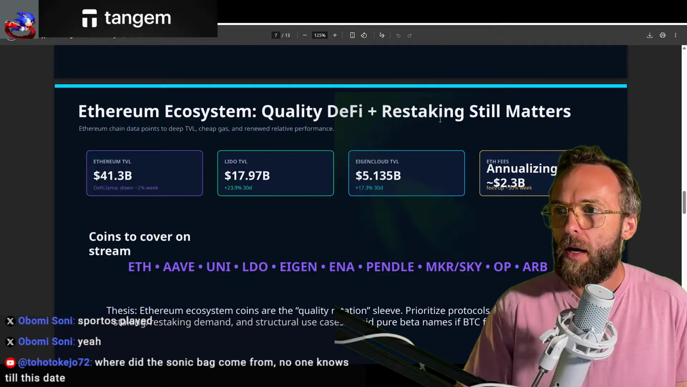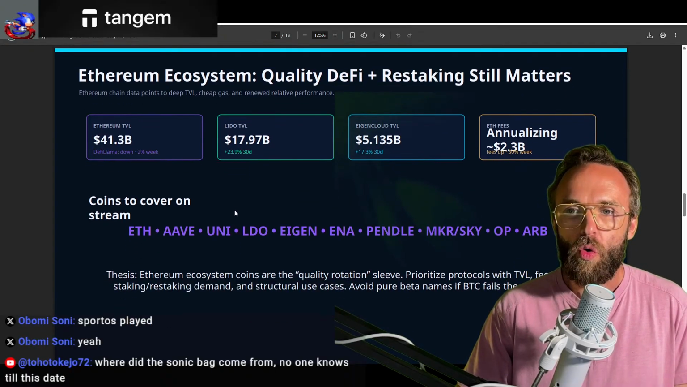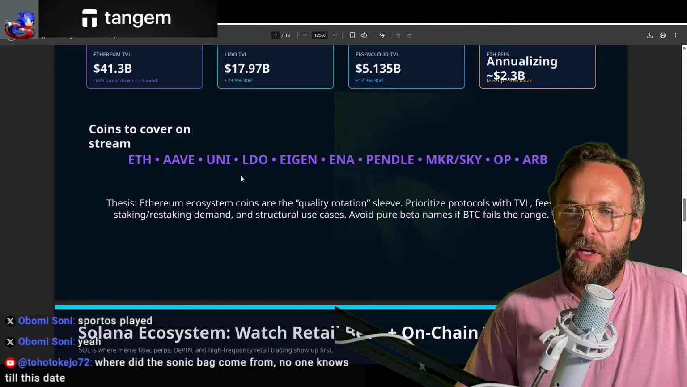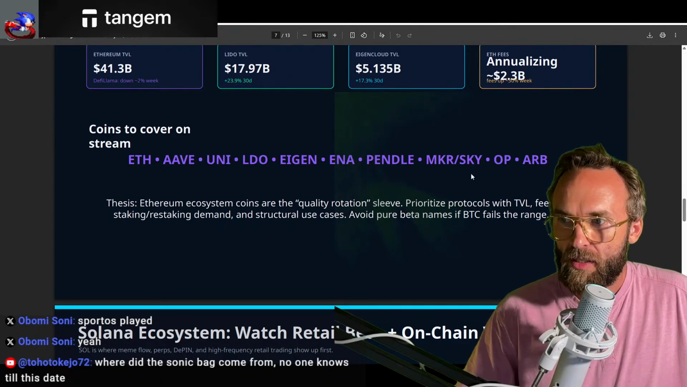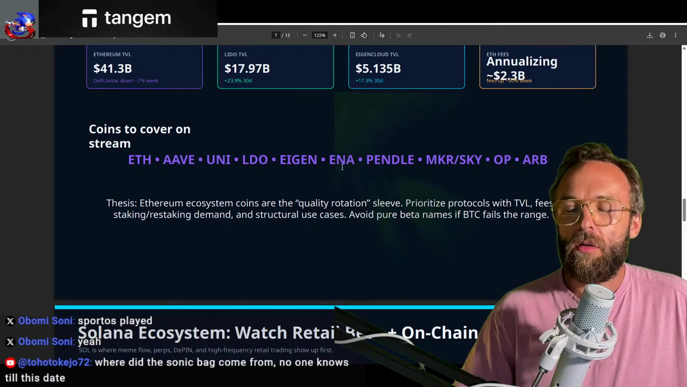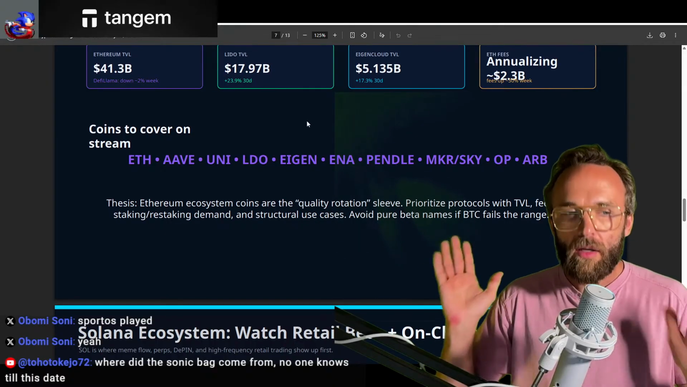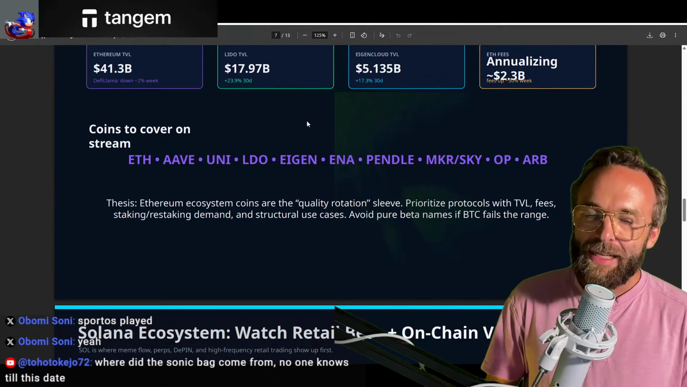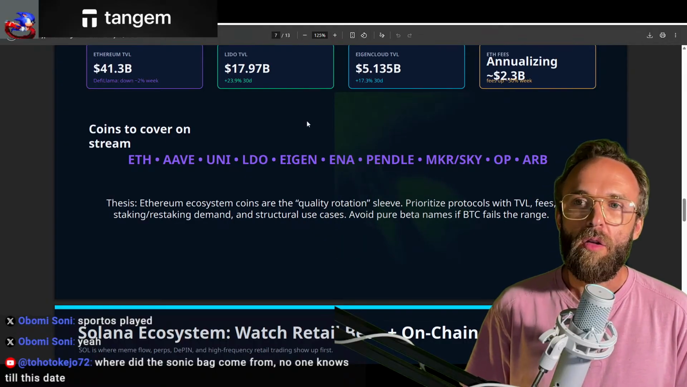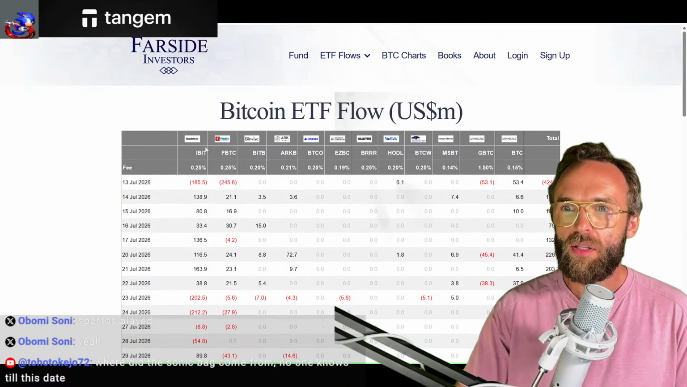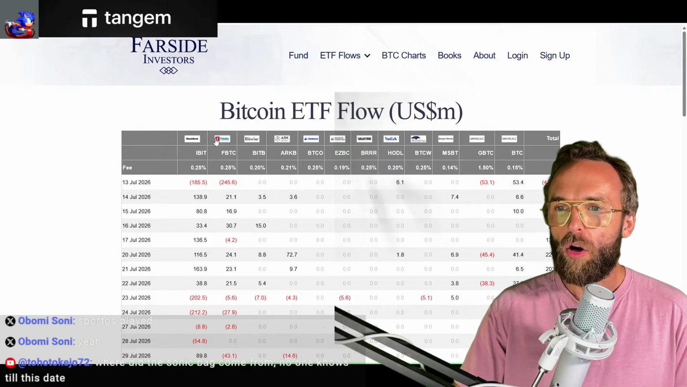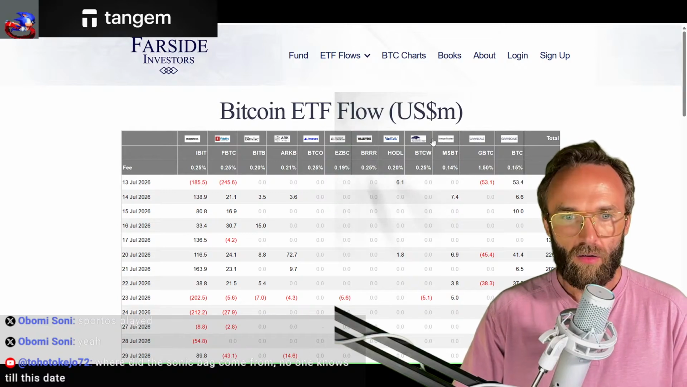Ethereum ecosystem, quality DeFi, and restaking still matters. Coins to cover. We've talked about Aave, how I think the fundamental stuff like Aave, Uni, Lido, Maker, it's called Sky now, is still pretty relevant when ETH starts to go. We keep mentioning this, but the ETFs are the key. Some of the whales know this too. Once the big boys come back in, like BlackRock, Fidelity, Bitwise, ARK, Invesco, Valkyrie, VanEck, they all are custodians and brokers for the TradFi.